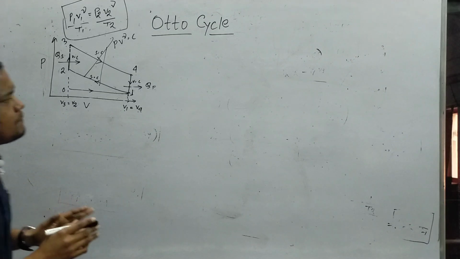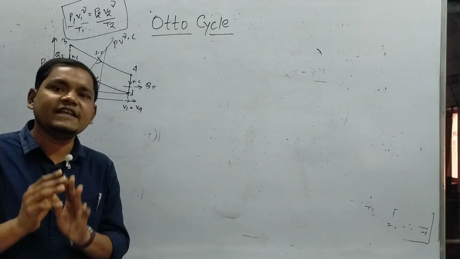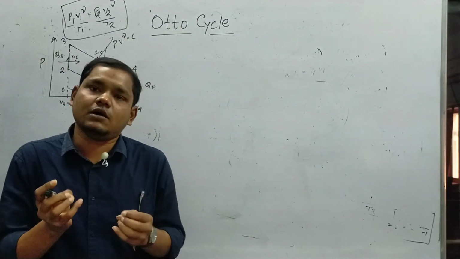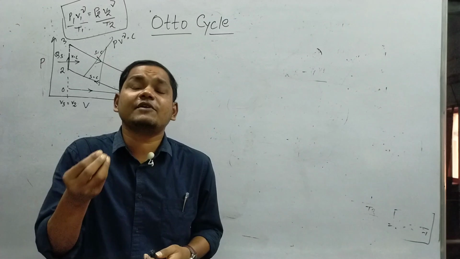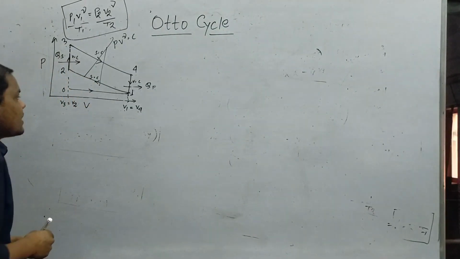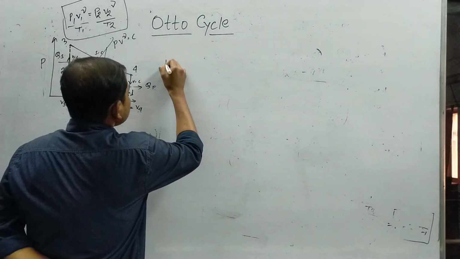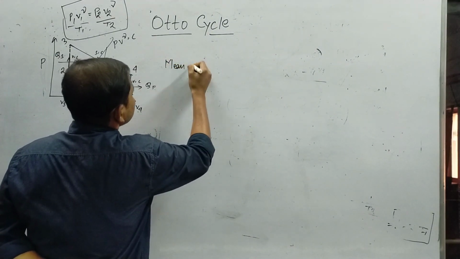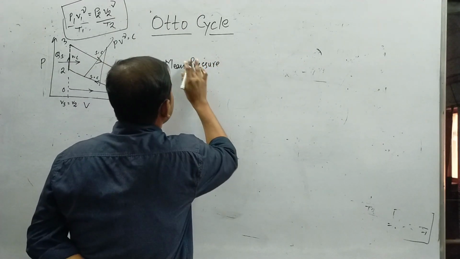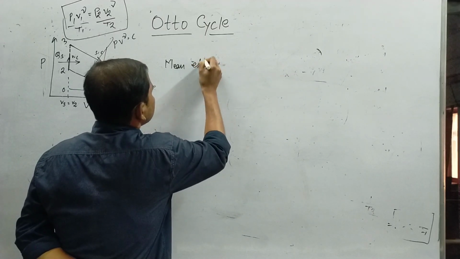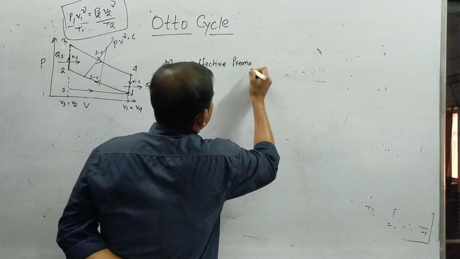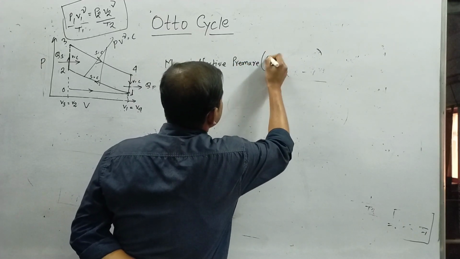Let us remind ourselves that the mean effective pressure is the average pressure available on the cylinder at the time of the expansion process. We will be discussing how we can calculate this mean effective pressure.